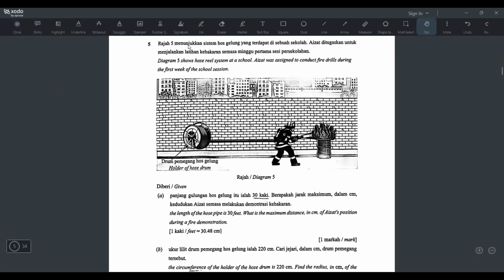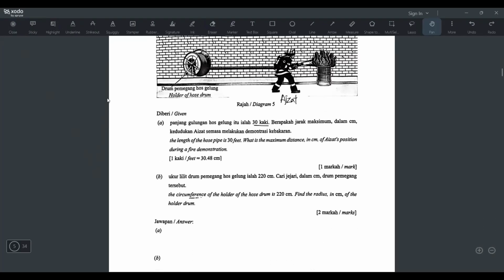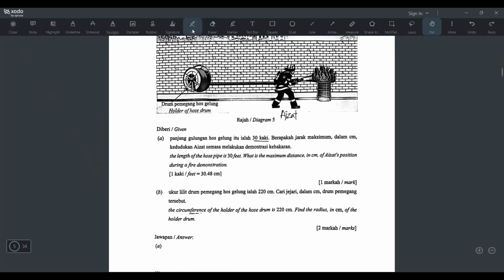Okay, let's keep going. Number 5. Diagram 5 shows a hose reel system at a school. Okay, so you can see it. Aizat was assigned to conduct fire drills during the first week of the school session. So this is Aizat, and he wants to conduct the fire drill. So nothing important here, right? No information here. So let's just keep going and read what they write down here.